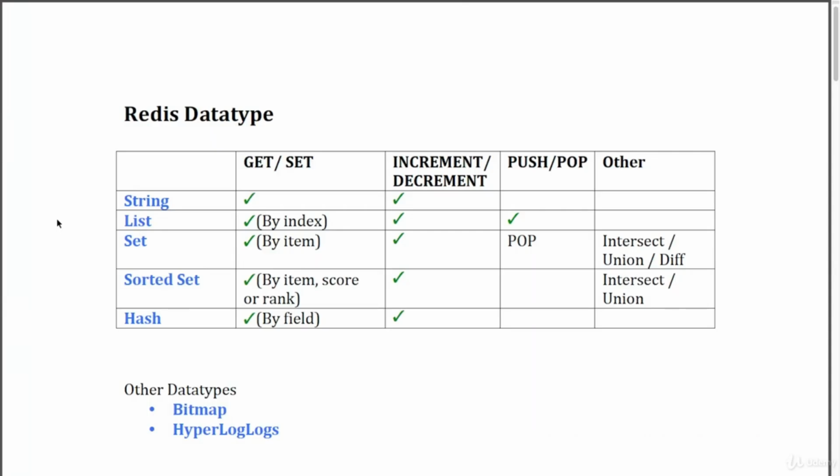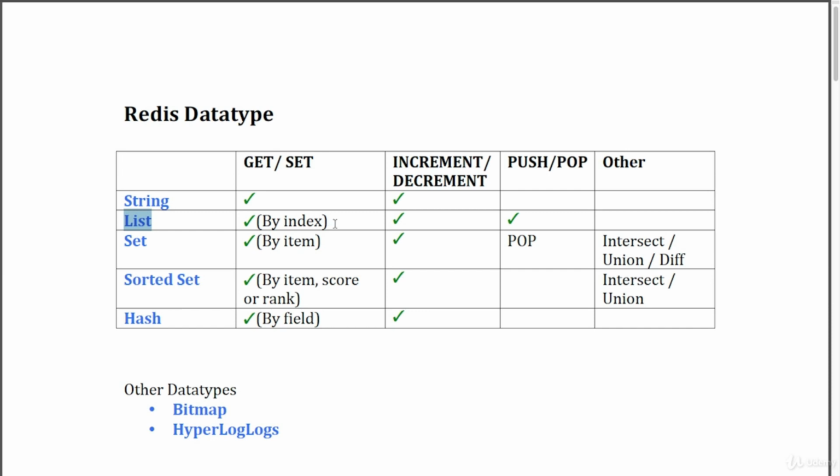Introduction to Redis data types. Redis has a couple of data types like strings, list, set, sorted set, hash, along with other data types like bitmap, hyperloglog. String has both get and set operations. It has increment and decrement operations, but it has no push or pop or other operations.